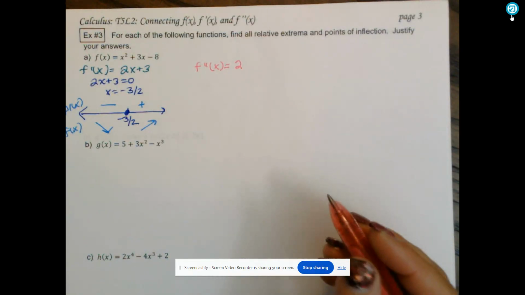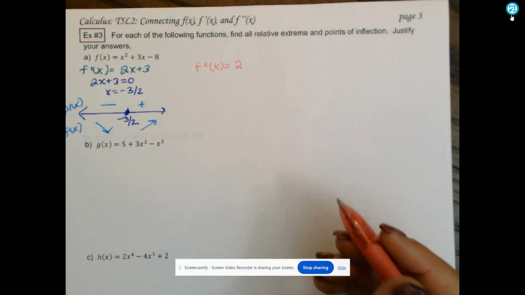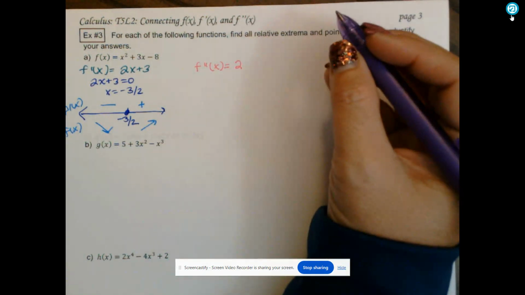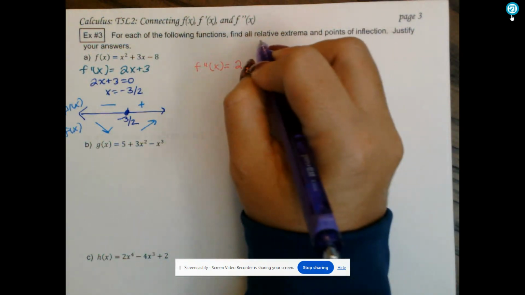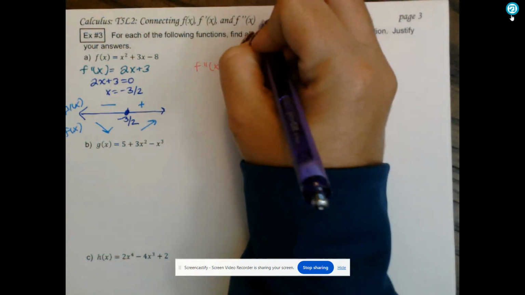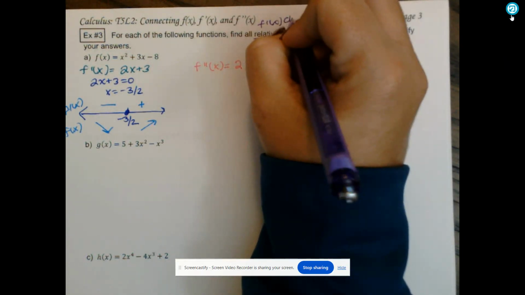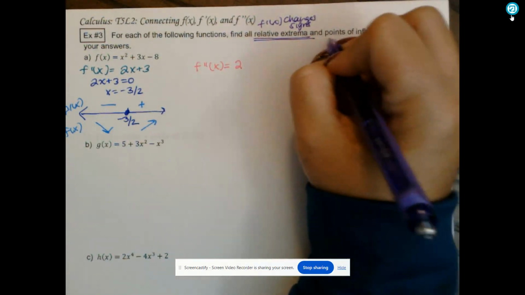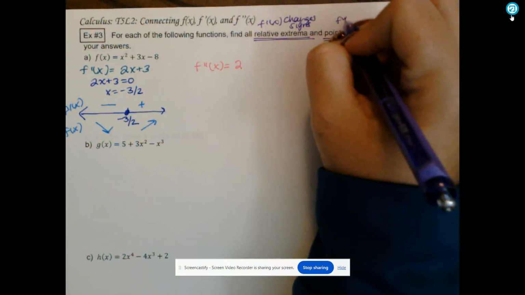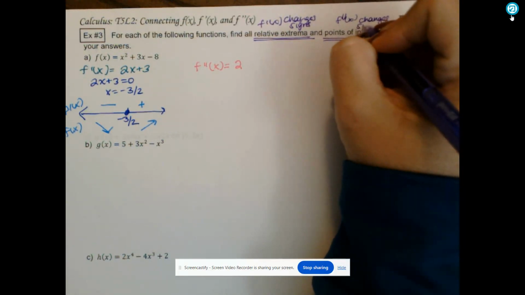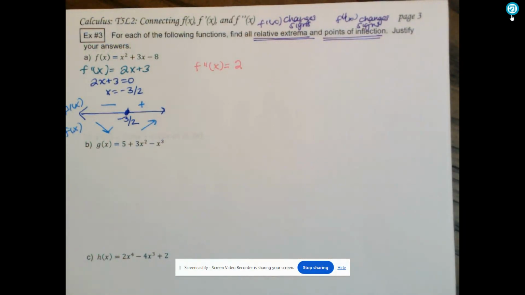All right. So f double prime of x is equal to 2. All right. So then once we know this, remember, for all relative extrema up here, our relative extrema are going to be where f prime of x changes signs, and our points of inflection are going to be where f double prime of x changes signs. Okay, so let's see what we know.